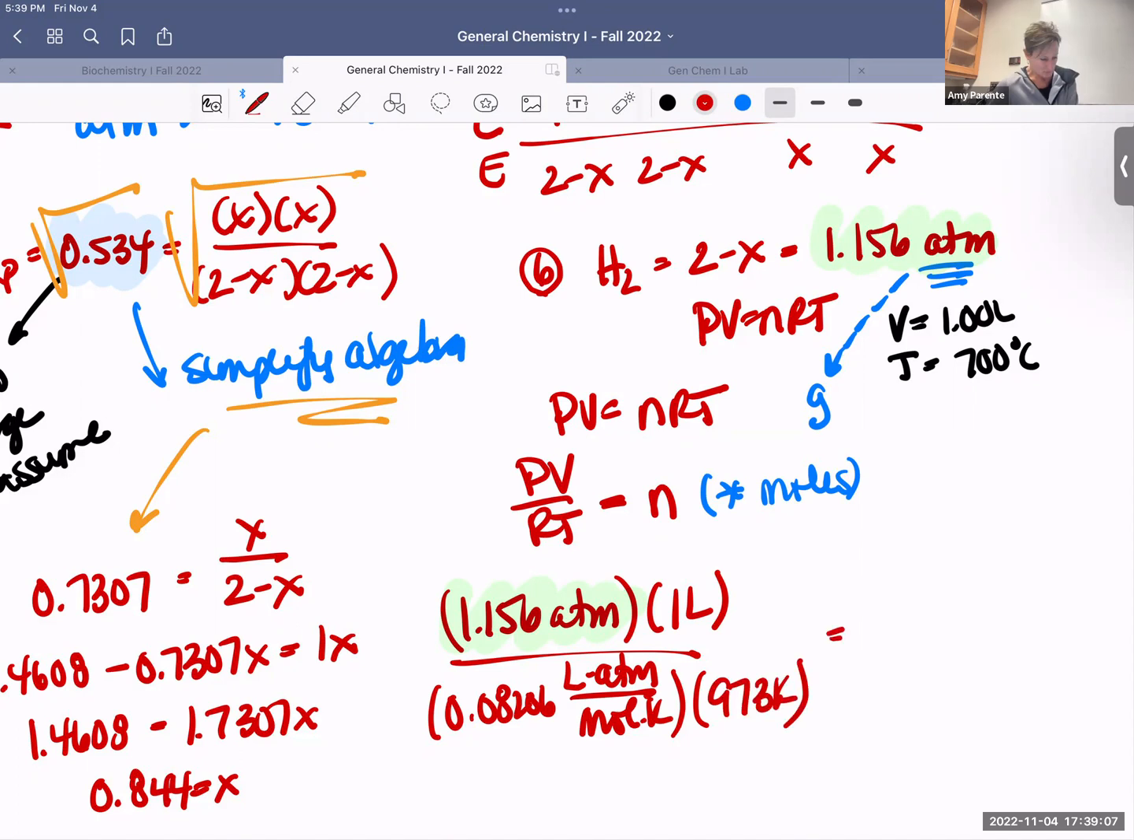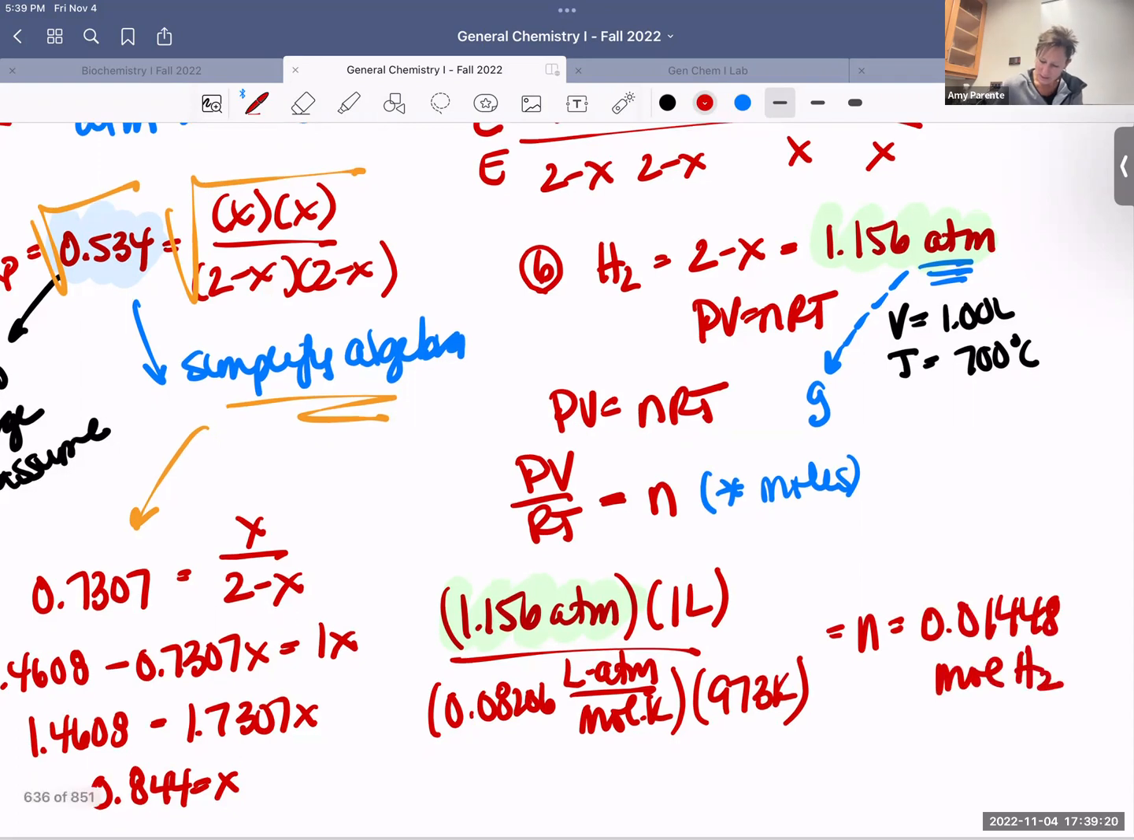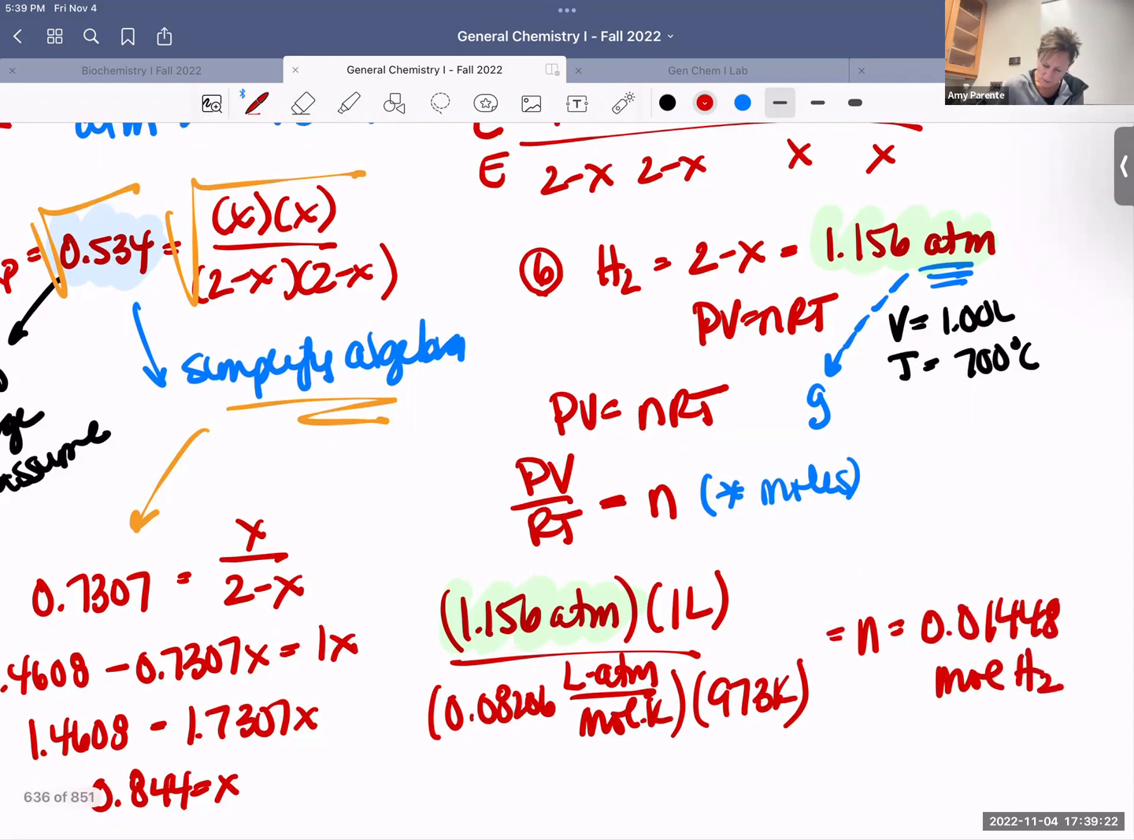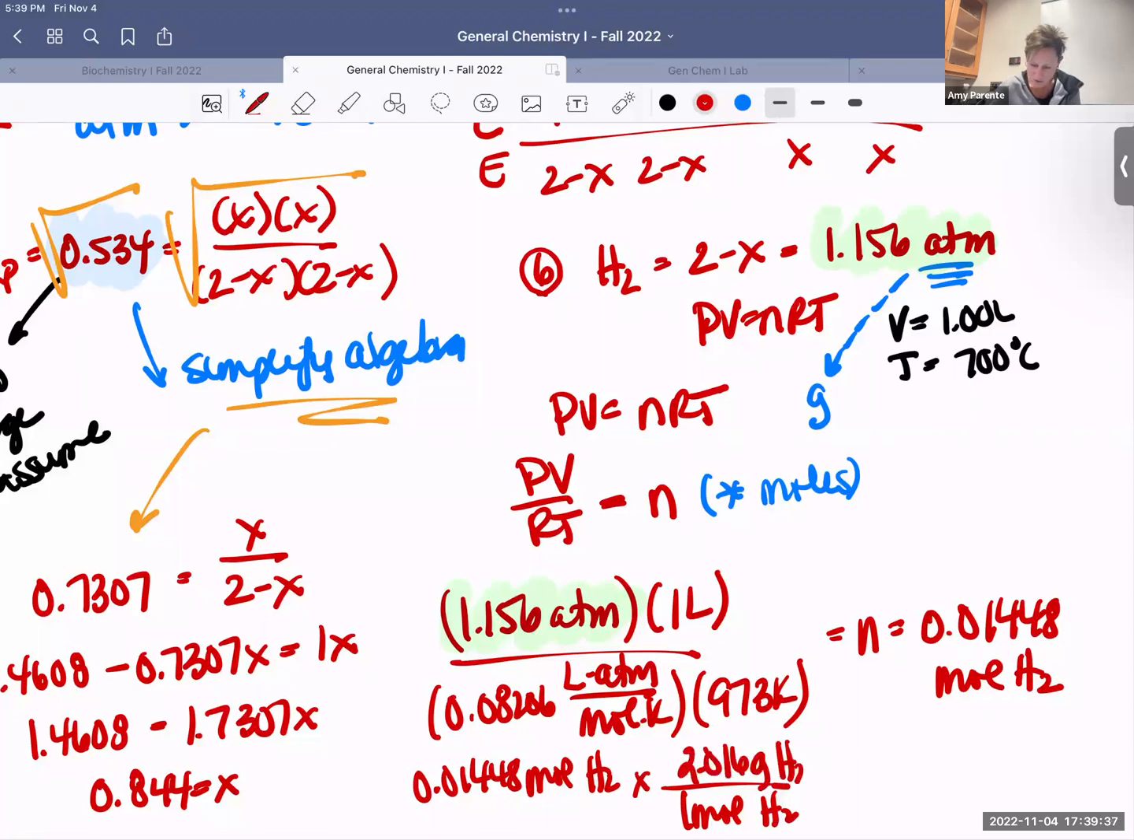Okay. We're going to have n equal to 0.01448 moles of H2. Now I can do a little bit of unit conversion, 0.01448 moles of H2 times 1 mole of H2 is 2.016 grams of H2. So I get 0.029 grams of H2.